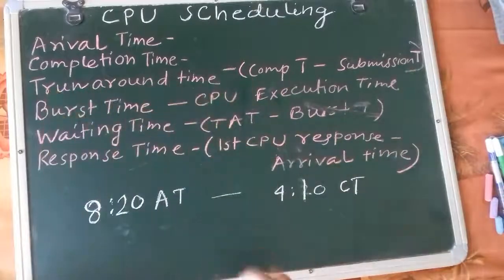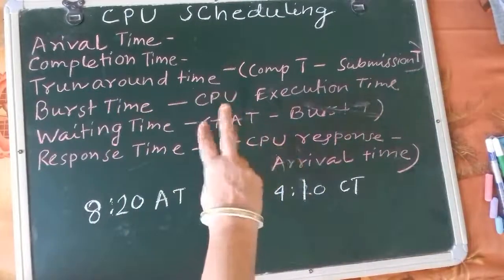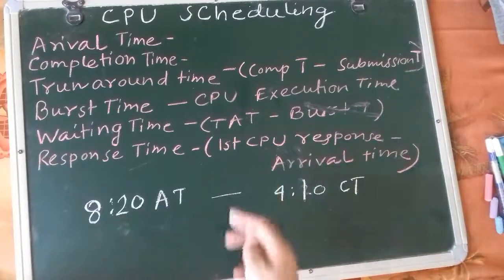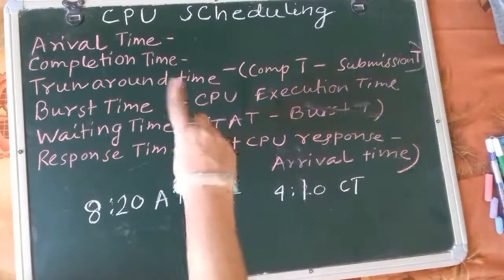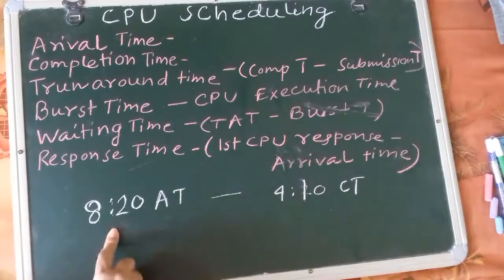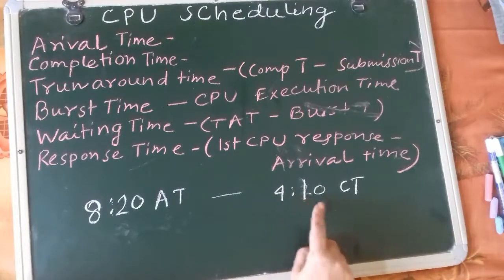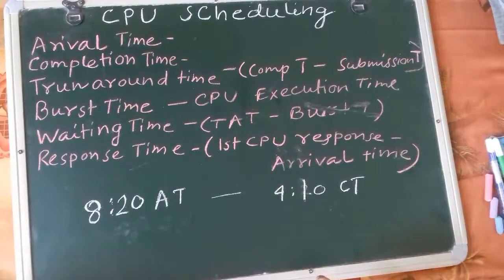So what is your actual turnaround time? The definition of turnaround time is completion time minus submission time. Your submission time means the time you submitted yourself to the college, and you completed your college at that time. So 8:20 to 4:10 is your turnaround time. 4:10 minus 8:20, however much that time is, that is your turnaround time.